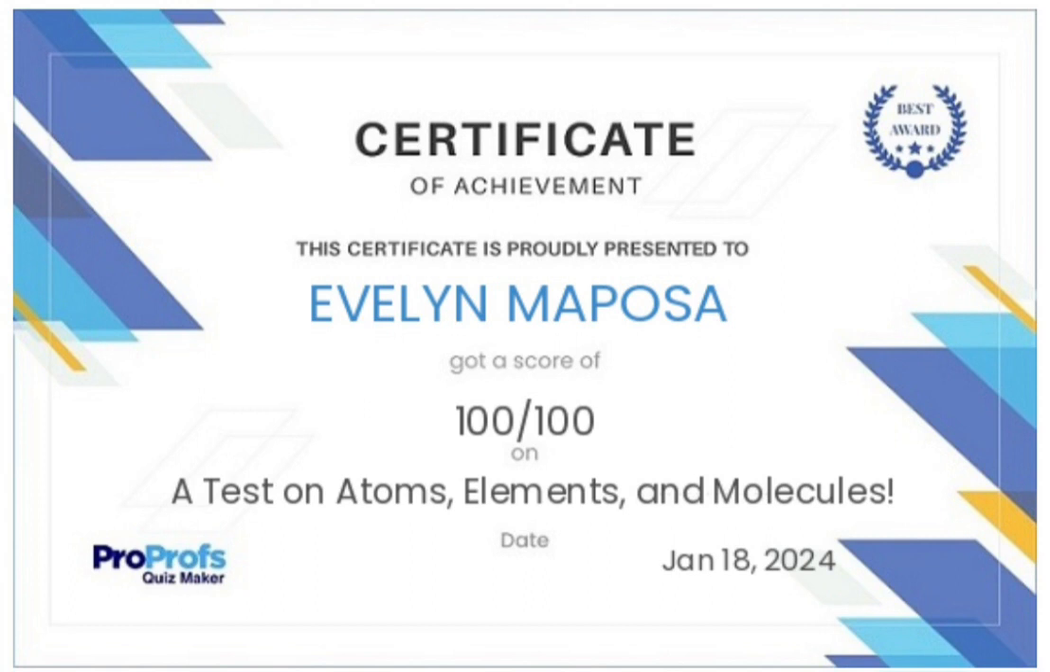Today we are going to revise a quiz on atoms, elements and molecules. This is going to help you if you are studying O-level chemistry and O-level combined science.